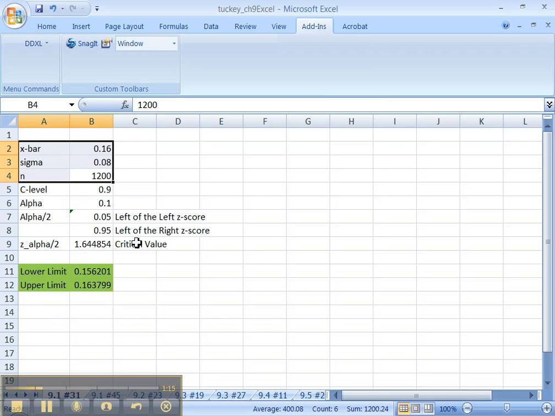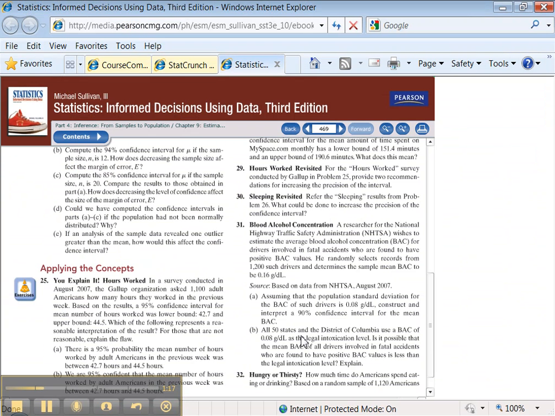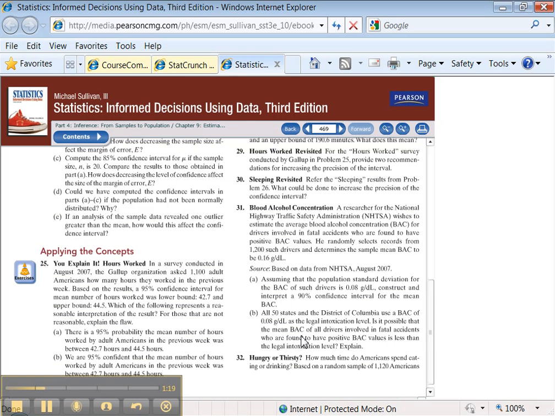Okay. Now, another thing I wanted to say, I'm not going to answer part B because it's really more of an essay thinking question, other than to say that never forget what you're doing here. When you're creating a confidence interval, you're saying, look, if I make samples like this time after time after time, then 90% of those intervals that I would construct from each of those samples would contain the real mu, the real blood alcohol concentration for all drivers involved in fatal accidents.